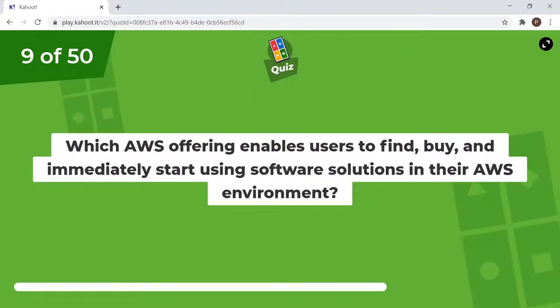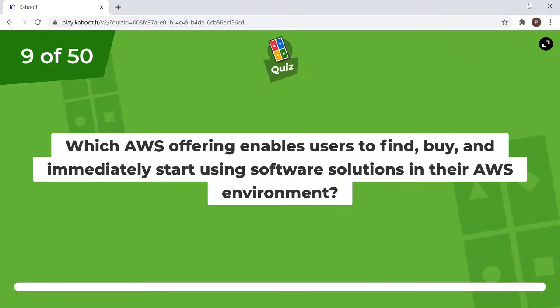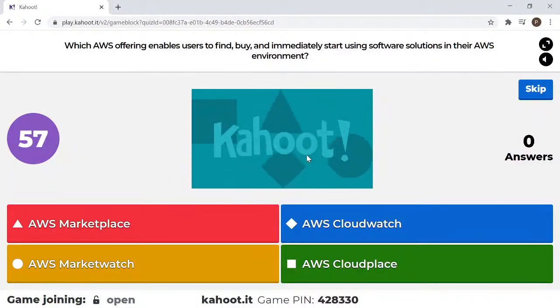Which AWS offering enables users to find, buy, and immediately start using software solutions in their AWS environment? AWS Marketplace, AWS CloudWatch, AWS MarketWatch, AWS CloudBase.